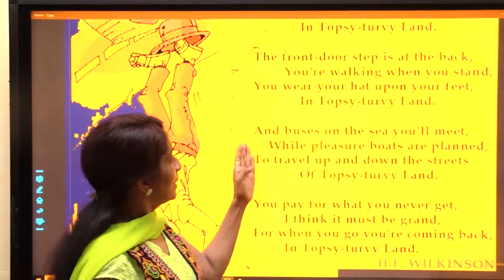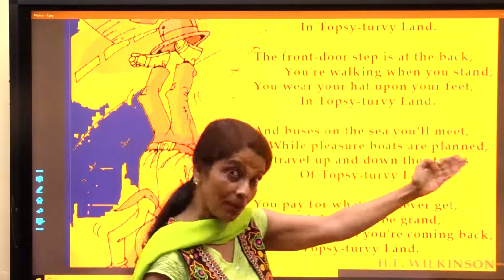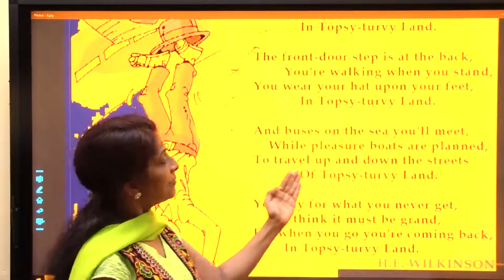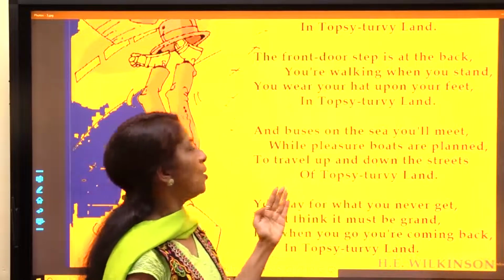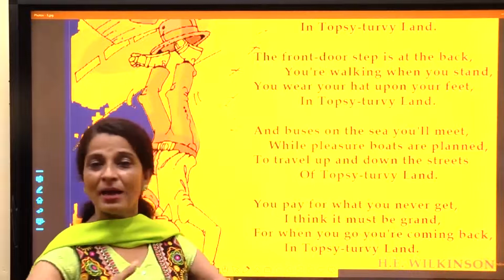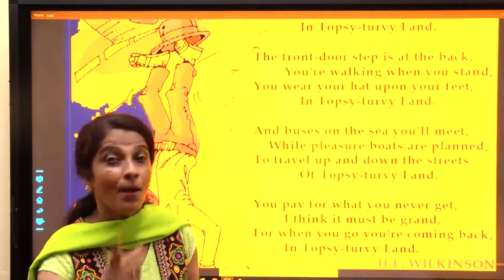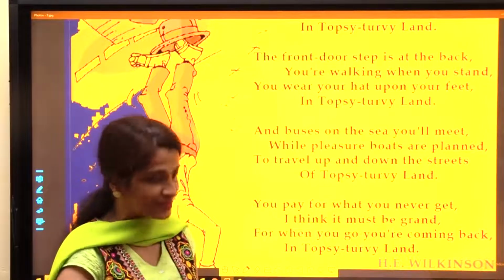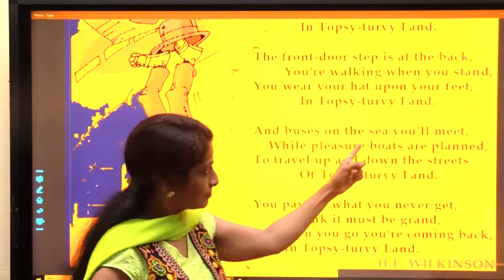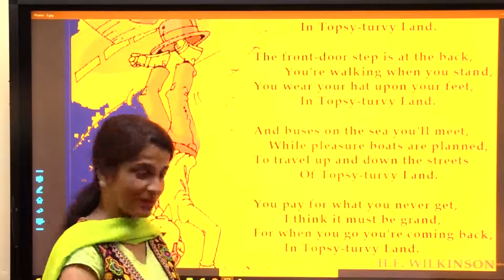Okay. Now let's read out these four lines again. And buses on the sea you'll meet, while pleasure boats are planned to travel up and down the streets of topsy-turvy land. Streets में आप आने जाने के लिए कौन सी चीजें चल रही हैं? बोट्स चल रही हैं, not the buses. Okay? और buses कहाँ चल रही हैं? Where are the buses moving? In the sea. समुद्र में चल रही buses.